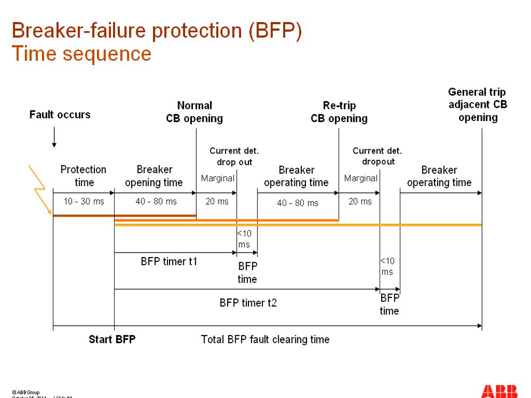A retrip signal is given out. And similarly, after another 40 to 80 milliseconds, giving the breaker operating time, and then another margin, this T2 timer will expire, and if the current is still present, then the trip to the adjoining breaker is given out, and that would be the timer T2.